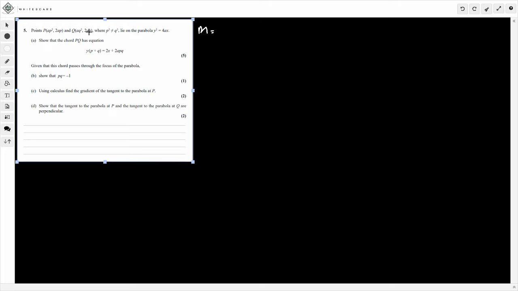Well, I'm going to do my y2 minus y1 divided by x2 minus x1. So we're just using the gradient formula here when we have two coordinates. So that's going to be 2aq, that's aq, I know my writing's a bit scruffy, divided by minus 2ap. Now we divide, so it's going to be aq squared, this is my x2, aq squared minus ap squared.